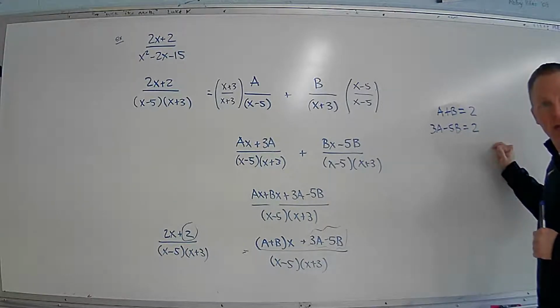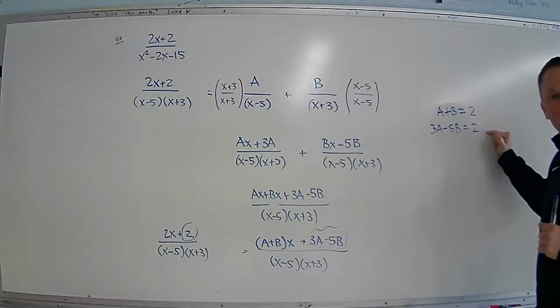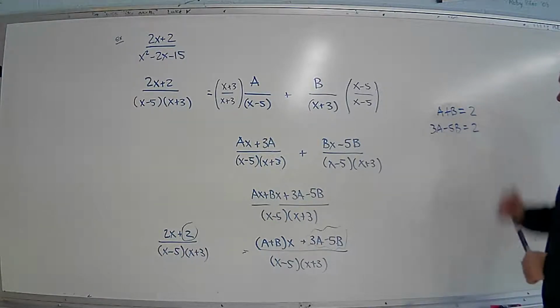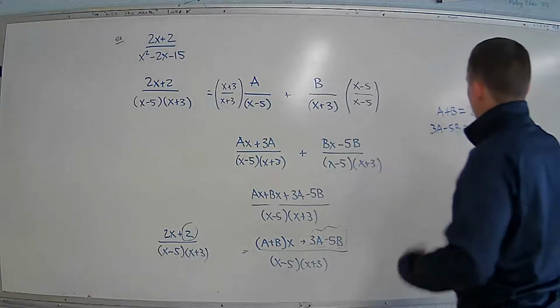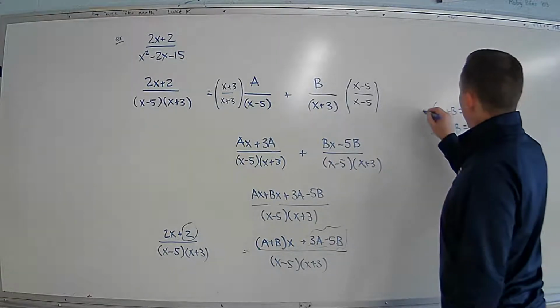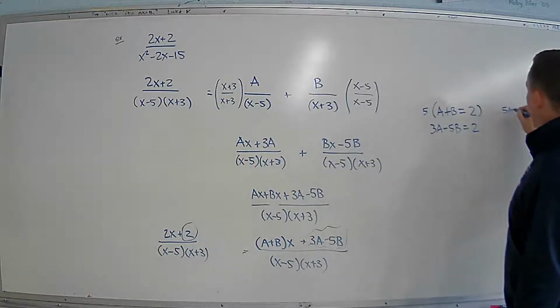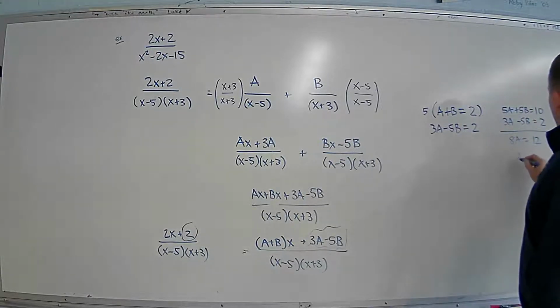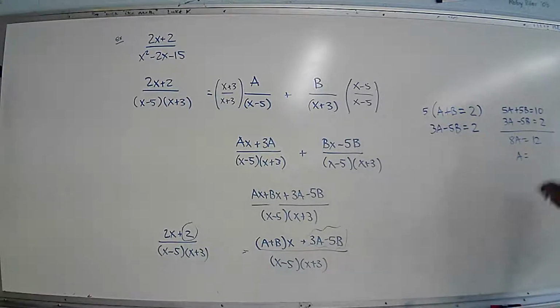So now, friends, you have a system of two equations and two unknowns. Wow, this is a lot of algebra. Yes. You have a system of two equations and two unknowns that you've got to solve for a and b. Okay? So the quick way to solve this might be to multiply this guy by 5. So we have 5a plus 5b equals 10. And then add those two together. So that's 8a equals 12. A equals 12 over 8, I think.